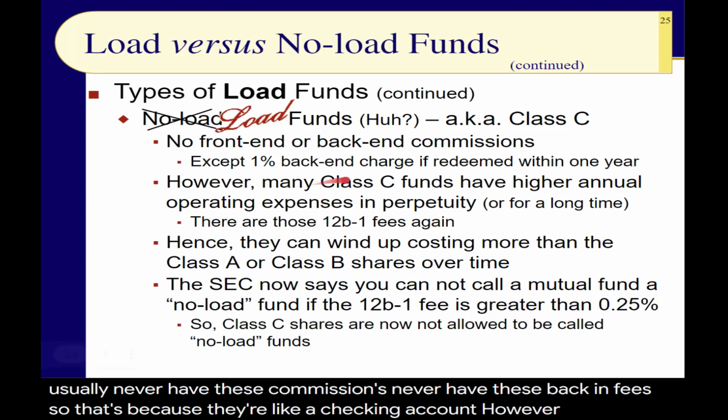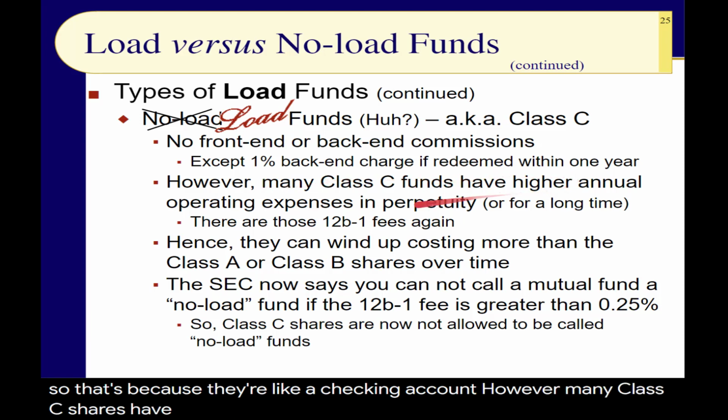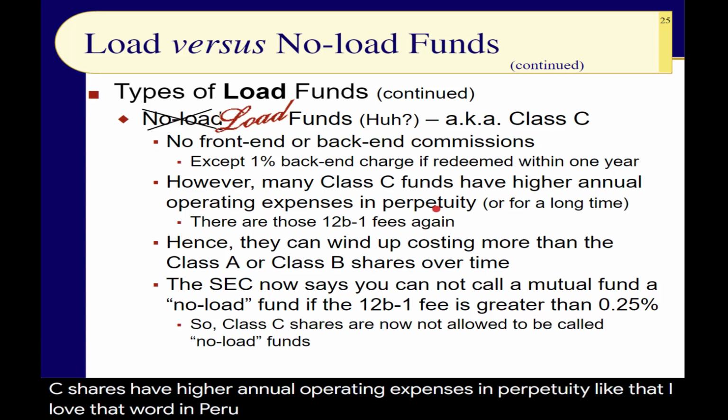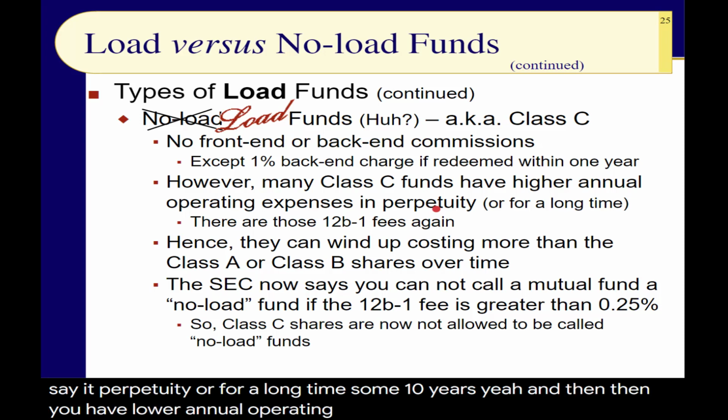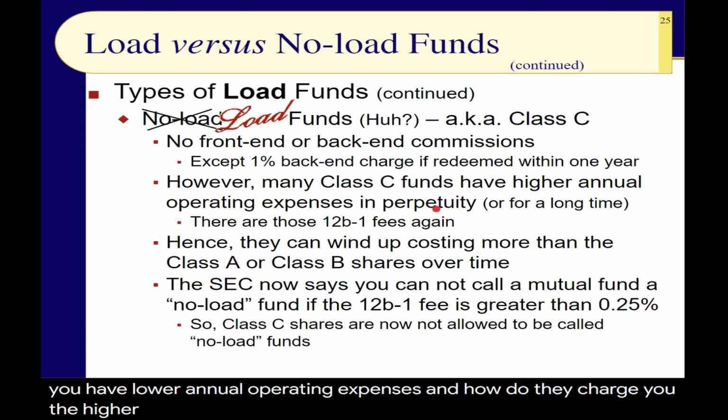However, many Class C shares have higher annual operating expenses in perpetuity. I love that word, in perpetuity. You get to spit on your friends when you say it. Perpetuity. Or for a long time, some 10 years. And then you have lower annual operating expenses. And how do they charge you the higher annual operating expenses?